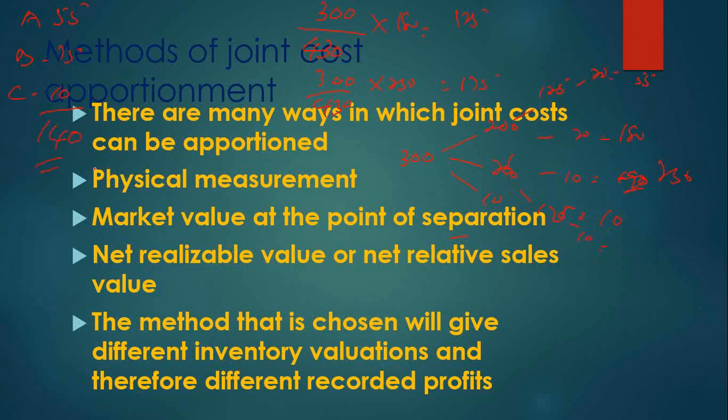So what you need to remember is that joint cost you can apportion according to the number of units. Number one. Joint cost you can apportion according to the market value at the point of separation. Joint cost you can apportion according to the net realizable value at the point of sale. That is what we saw here. So many different methods can be applied, and the method that you apply will give a different profit and a different inventory valuation. So your inventory valuation is also going to be changing, because you are now going to value the inventory at 125 plus 20, your inventory will be valued at 145. Here the inventory will be valued at 175 plus 10, 185.